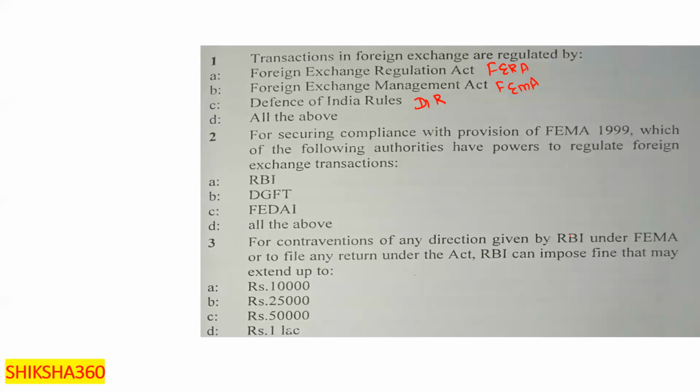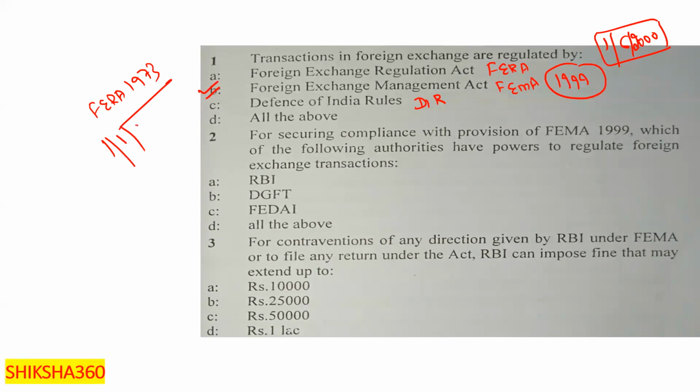Transactions in foreign exchange are regulated by FEMA, the Foreign Exchange Management Act 1999, which was implemented from 1st June 2000, clear? Earlier, FERA was enacted in the year 1973 and implemented from 1st January 1974, clear?